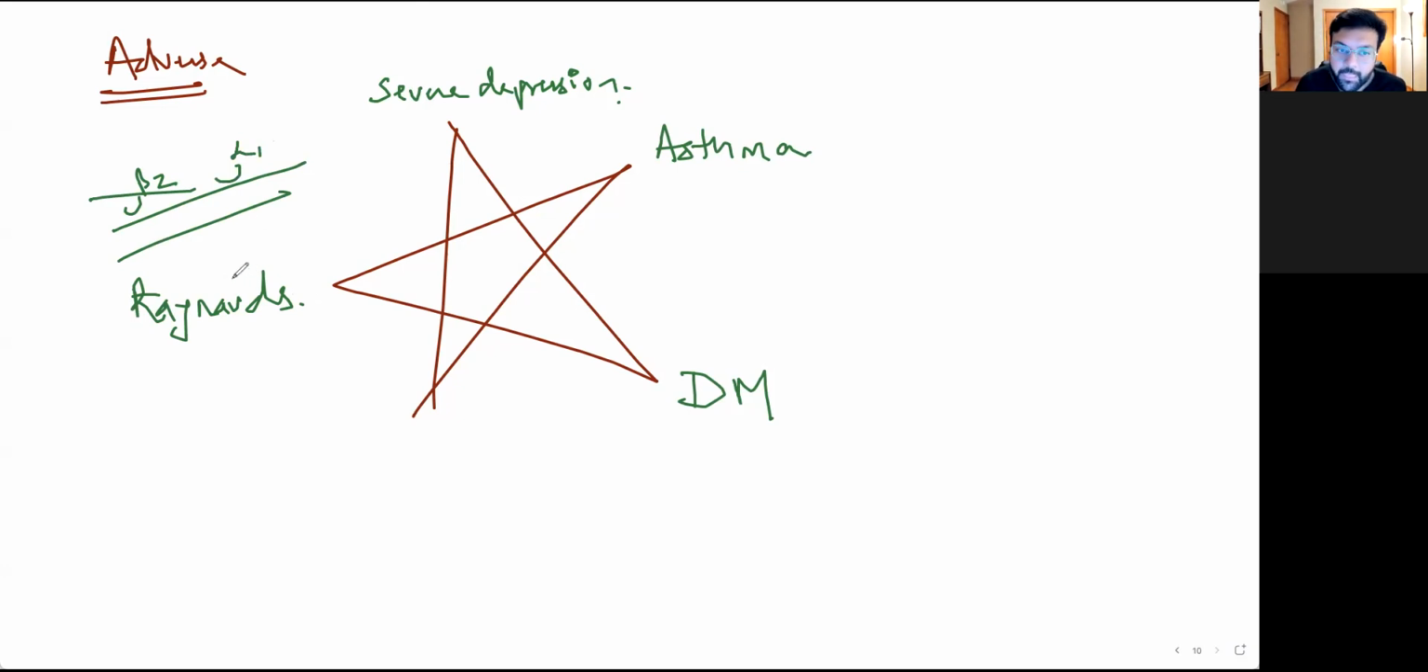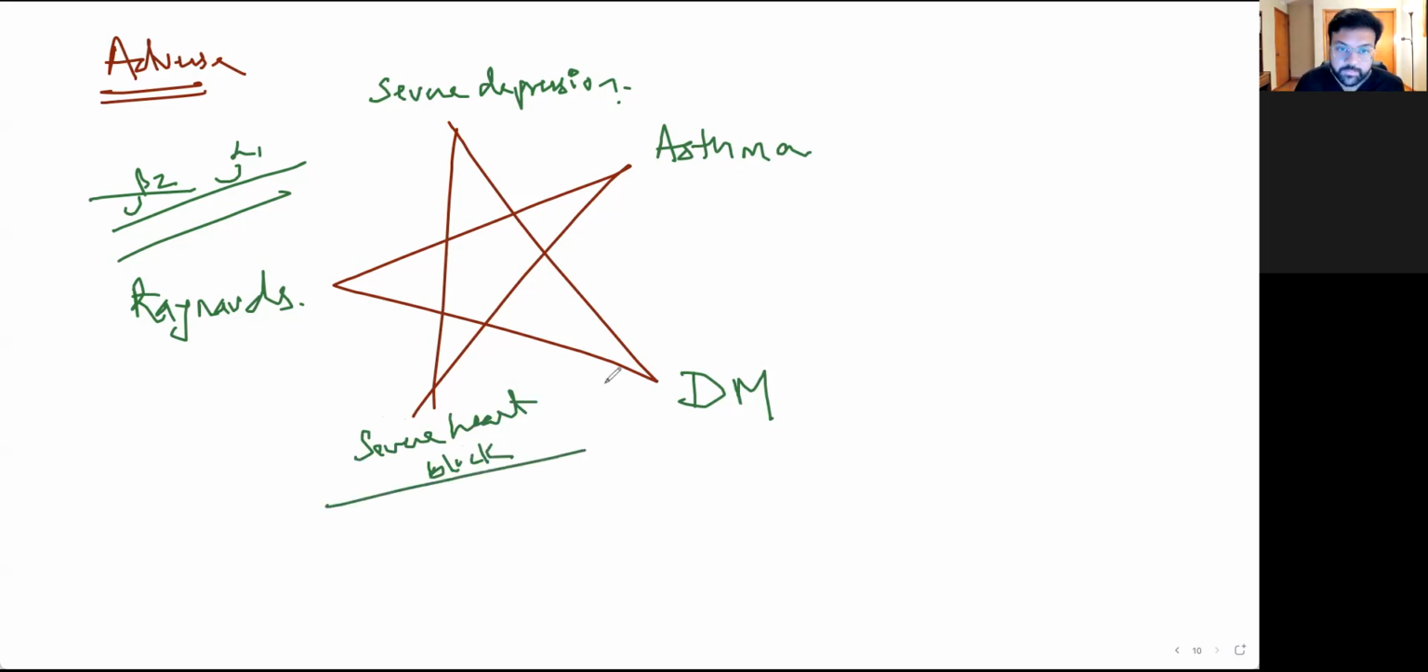Final one. What is another last contraindication? Asthma, depression, Raynaud's, diabetes. I also forgot. Asthma. Oh, I remember now. Severe heart block. Okay, you want to avoid beta blockers.